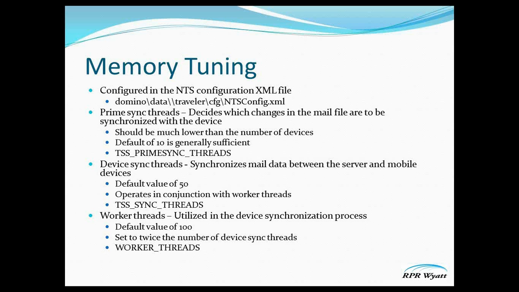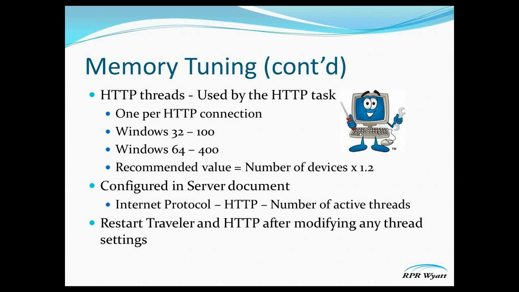The fourth thread is the HTTP threads. These are used by the HTTP task, and there is one per HTTP connection. You configure these in the server document on the Domino server running Traveler, specifically on the Internet Protocol's HTTP tab and using the number of active threads field. The recommended value for HTTP threads is the number of devices times 1.2.